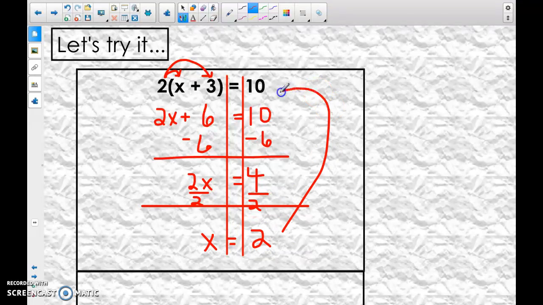Again, if we plug this back in, 2 plus 3 will give us 5 times 2. We end up with 10, so we are good.